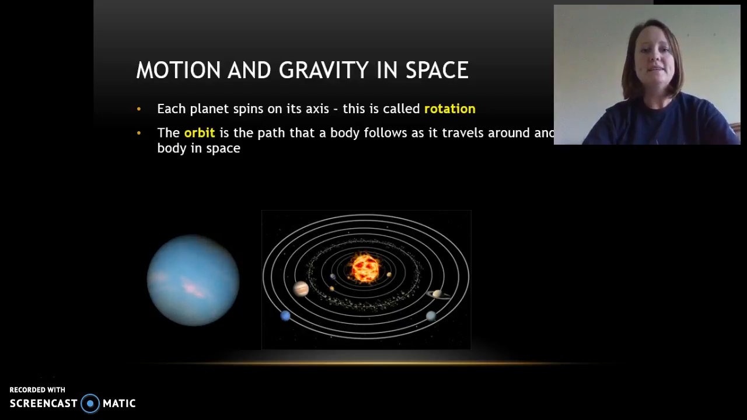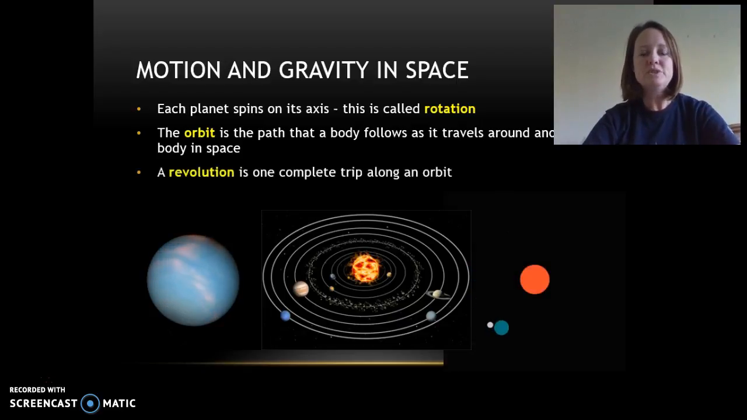Now, orbit is the path that a planet follows as it travels around another body in space. So our orbit around the sun is called its revolution. Moons also orbit around planets. So a revolution is what we call one complete trip along an orbit. For Earth, that's 365 1/4 days. For the moon traveling around the Earth, that's about 27 to 29 days.